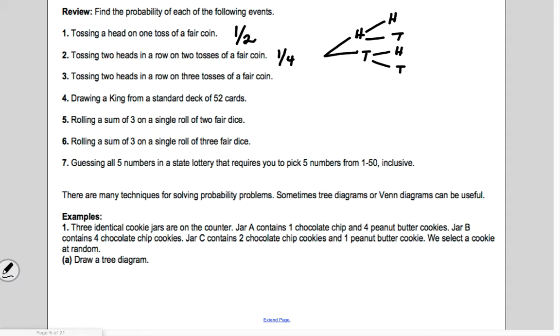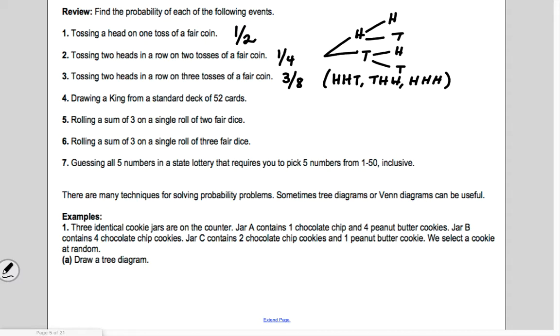Tossing 2 heads in a row on 3 tosses of a fair coin. Ooh, that's hard because it's saying 2 heads in a row, but I have 3 tosses. So I could have like tails, heads, heads. I could have heads, heads, tails, right? So there's 2 out of how many? 8. But should we count also? Do you think 2 heads in a row also counts 3 heads? I don't know. I didn't really specify. There's still 2 in a row, right? So I think I would say 3 out of 8. So I could have heads, heads, tails, heads, tails, heads, heads, or I could have heads, heads, heads. Those are the only possibilities, right?